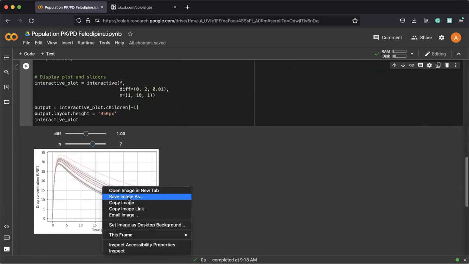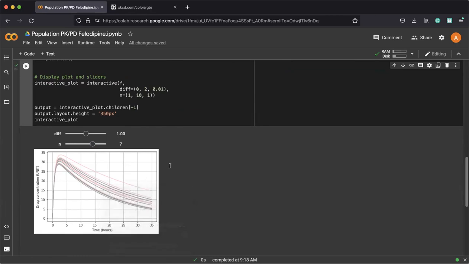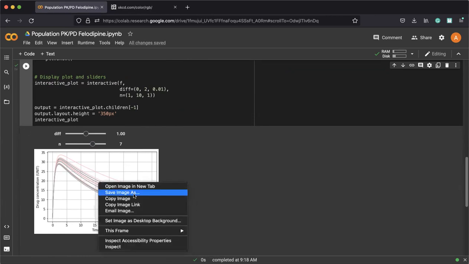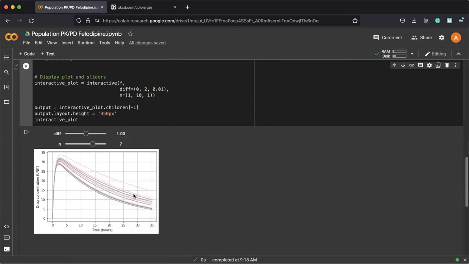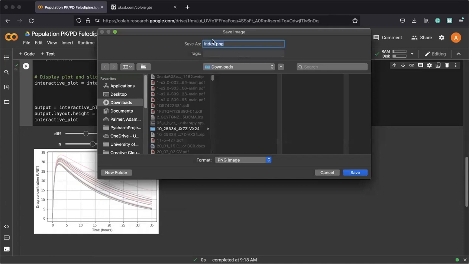You can also save these images. I've seen a lot of y'all do screenshots, but if you just right click on it and save image as, you can save it and load it somewhere else.